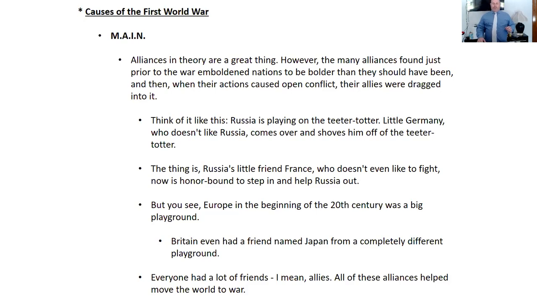Think of it like this. Russia's playing on the teeter-totter. Little Germany, who doesn't like Russia, comes over and shoves them off the teeter-totter. The thing is, Russia's little friend France, who doesn't even like to fight, now is honor-bound to step in and help Russia out. But you see, Europe in the beginning of the 20th century was a big playground. Britain even had a friend named Japan from a completely different playground. So everyone had a lot of friends, I mean allies. And all these alliances helped move the world to war.